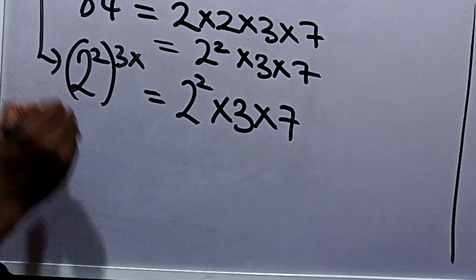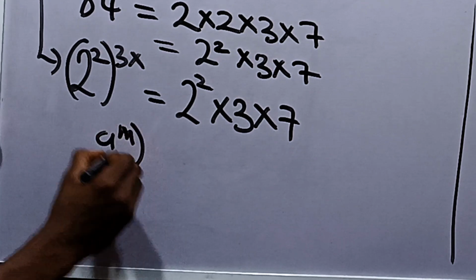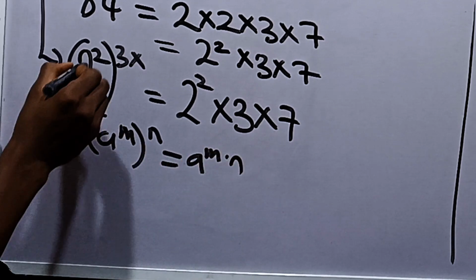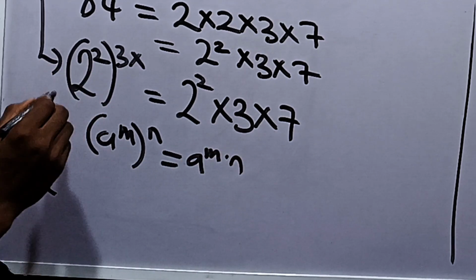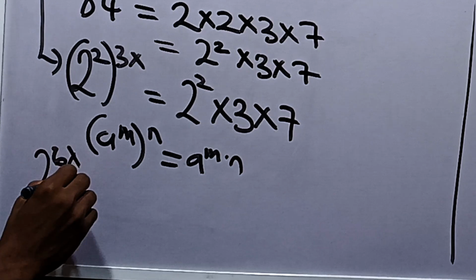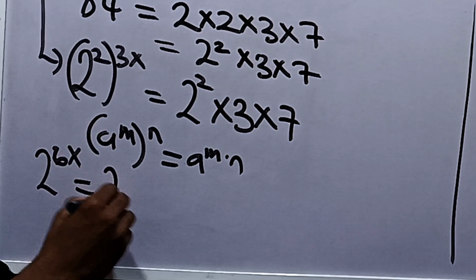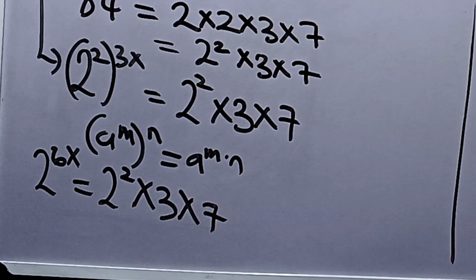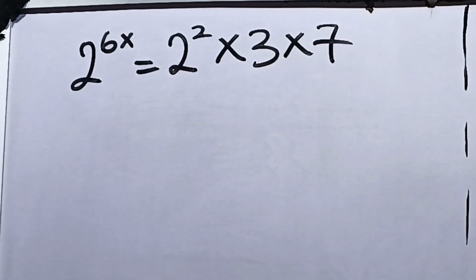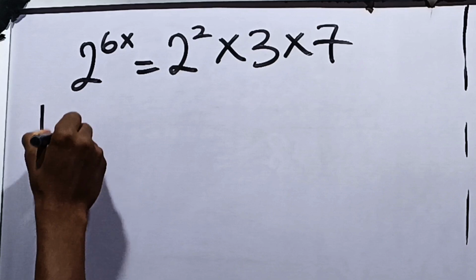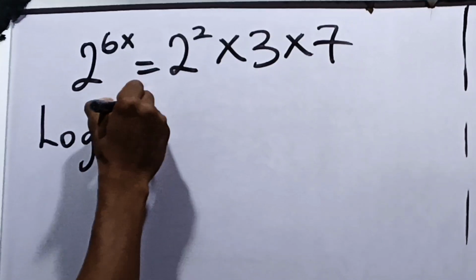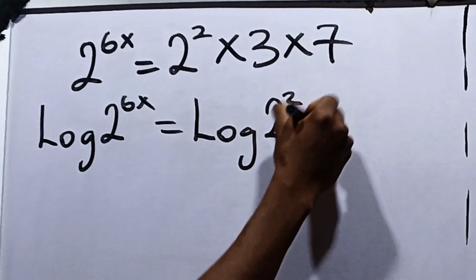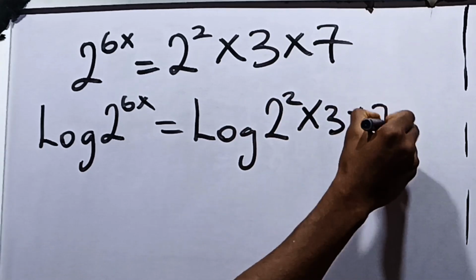Now, when you have this, it's in the form of a raised to the power m, raised to the power of n, and this is equal to a raised to the power m times n. The same thing applies here. You're going to have 2 raised to the power 2 times 3x, which is 6x, to be equal to 2 squared times 3 times 7. From here, you can decide to take the logarithm of both sides. So taking the logarithm of both sides, you have logarithm of 2 to the power of 6x to be equal to logarithm of 2 squared times 3 times 7, in brackets like this.